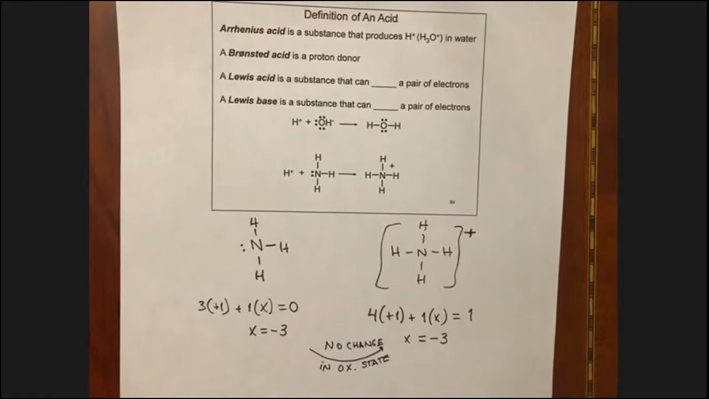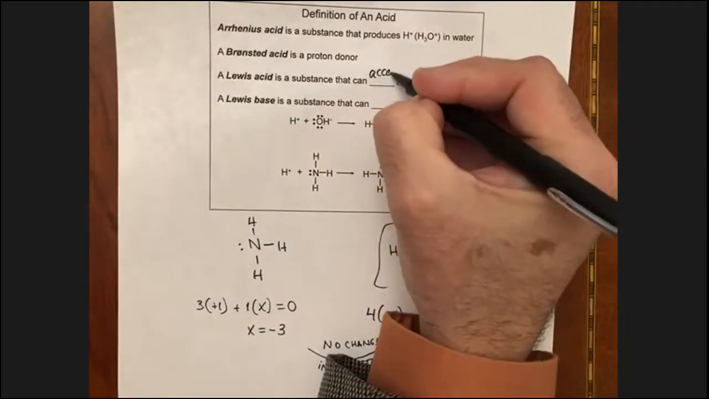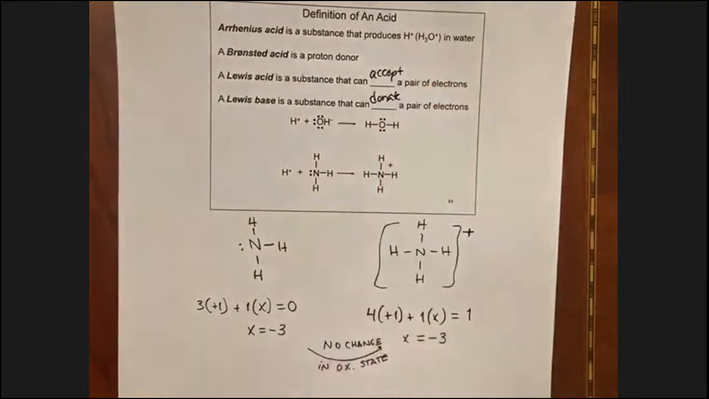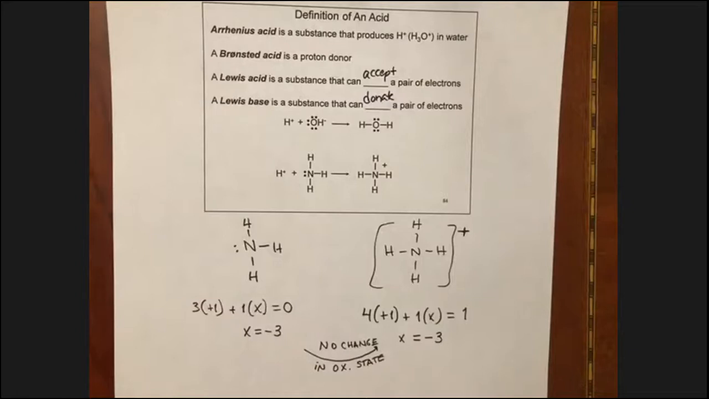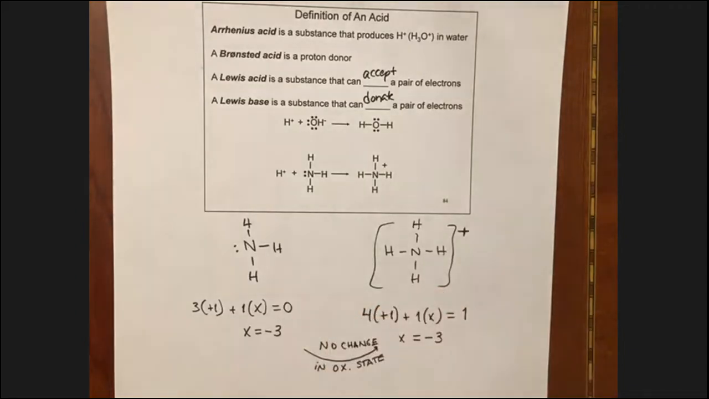So when we say a Lewis base is donating a pair of electrons, a Lewis acid will accept, and a Lewis base will donate. We are not saying that the electrons are being transferred to the other substance in the way that a redox reaction happens. It just means that they are going to be becoming a part of a chemical bond, okay? So that's very important.